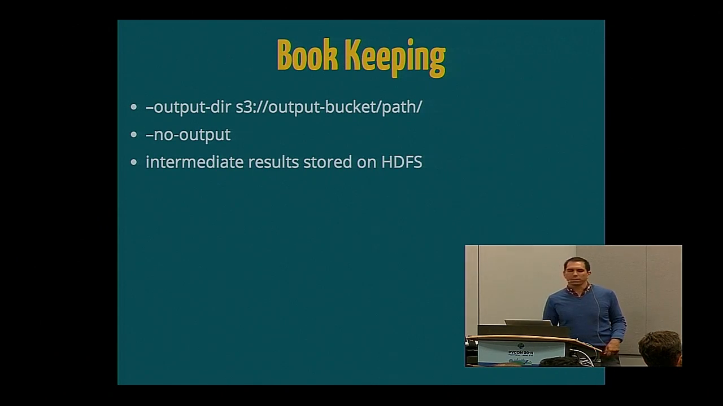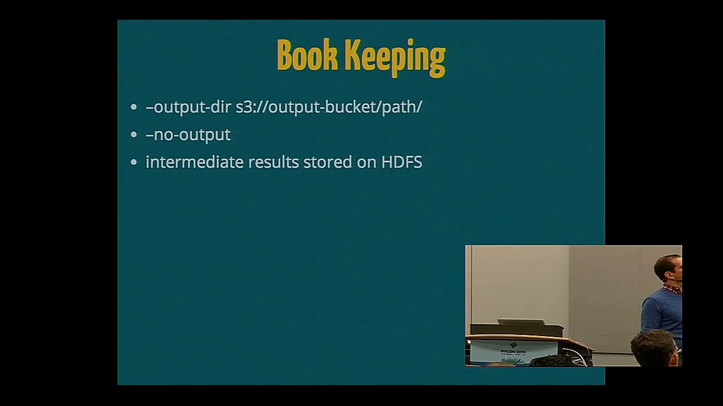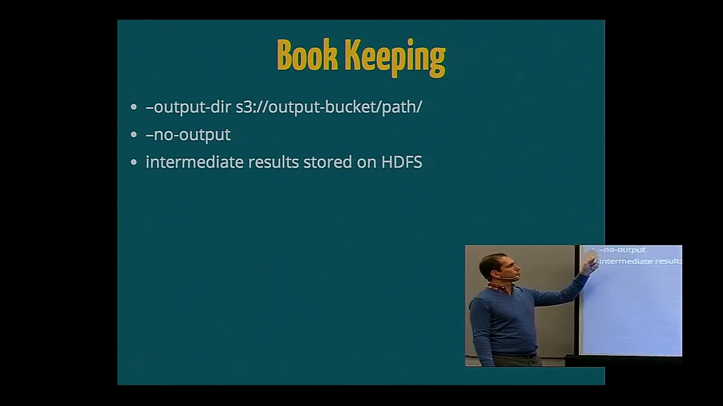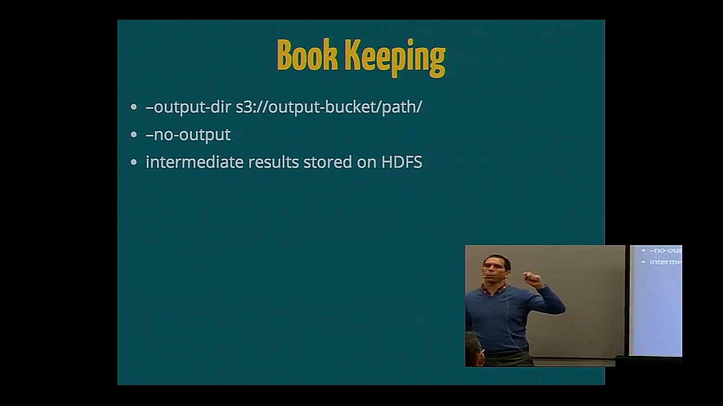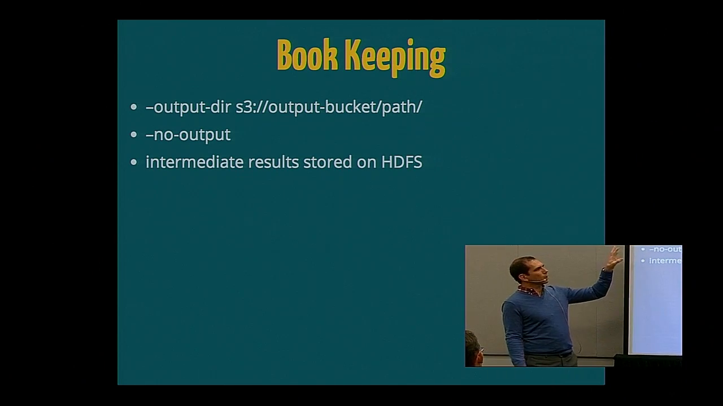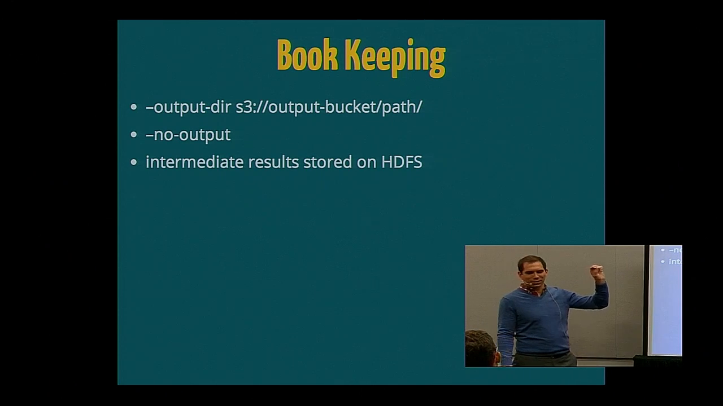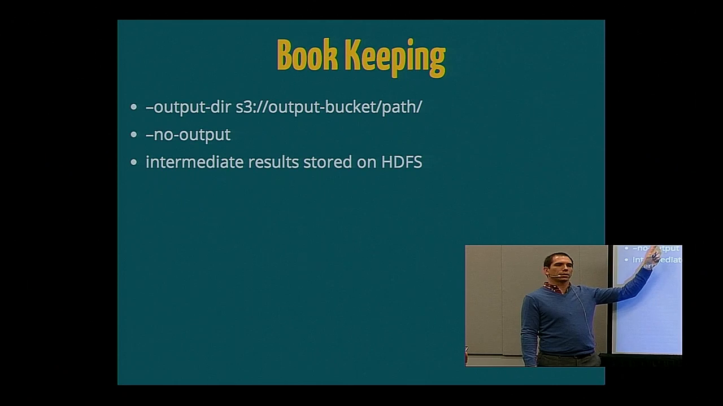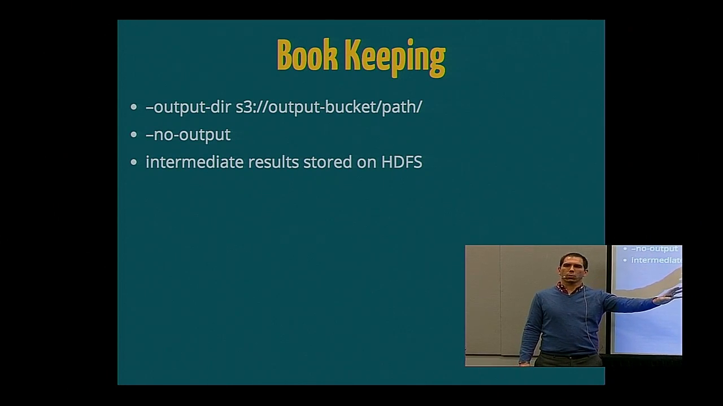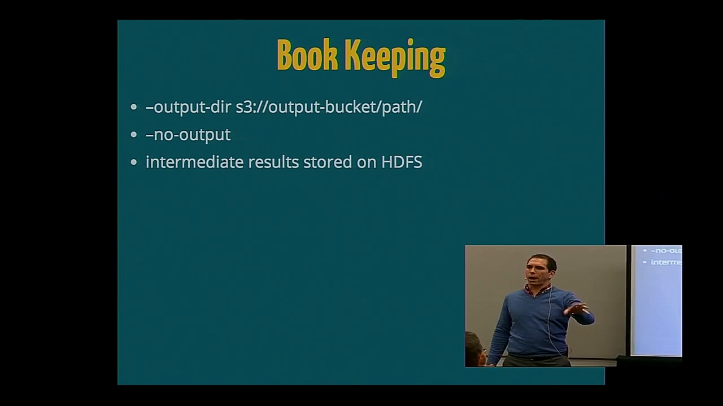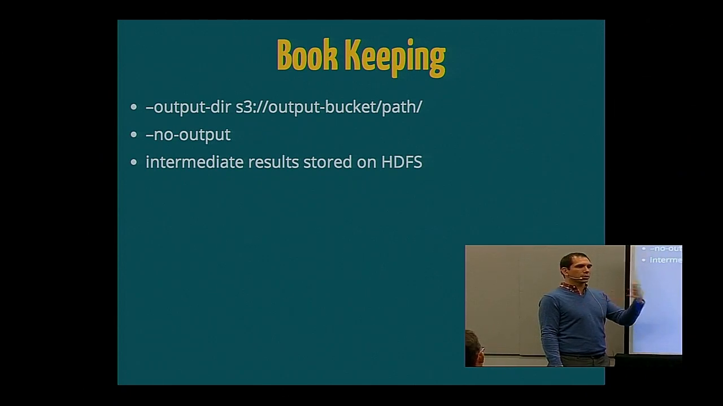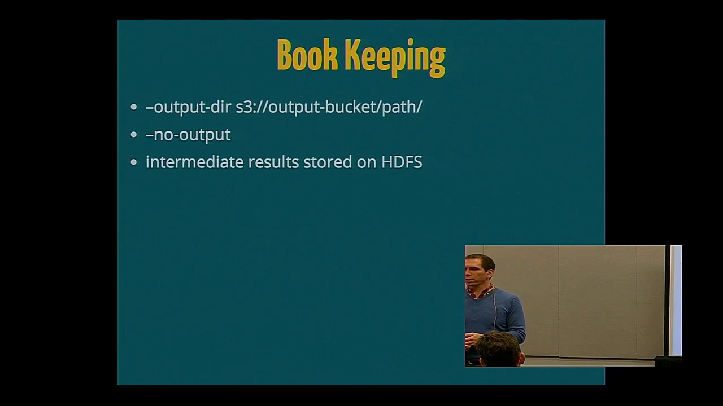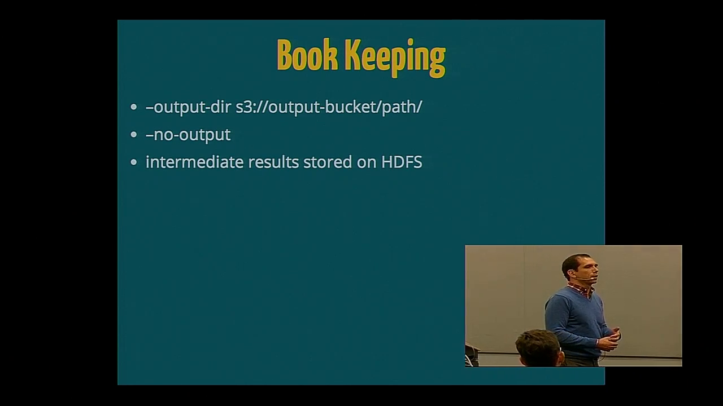So for bookkeeping, again, those intermediate files are stored on HDFS. When running your job, you can specify where to put the output. I called these two out because they're a little oddly named. The output directory is where you're going to store the final output. Oftentimes for us, we store that in S3. If this is a long-running cluster, you could very well store that in HDFS if you'd like.